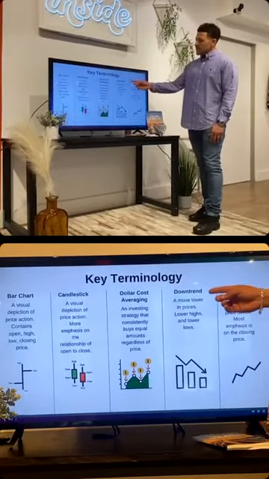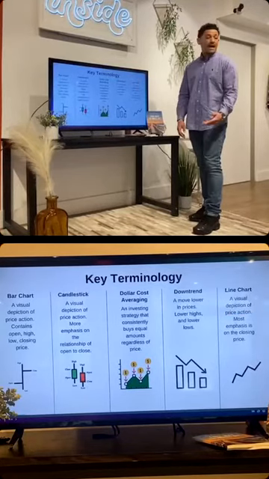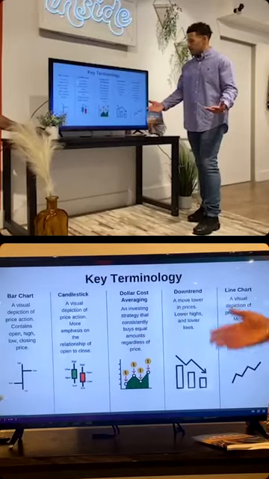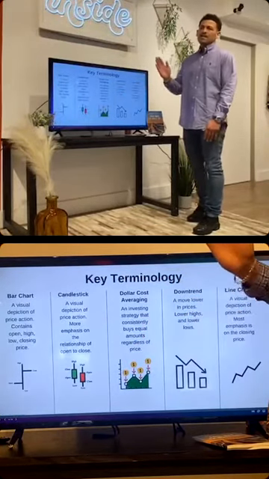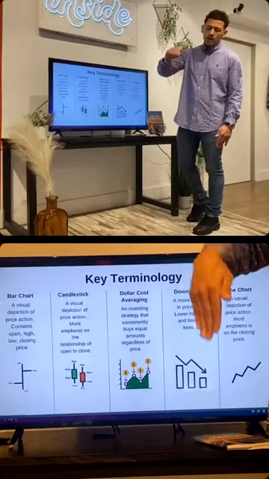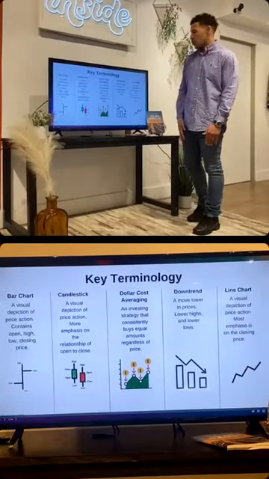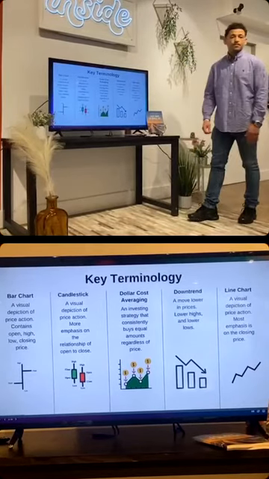Another piece of key terminology is a downtrend. A downtrend is simply when price action is moving lower, and it's defined by a series of lower lows and lower highs. So the lows keep pushing lower and your highs keep pushing lower.